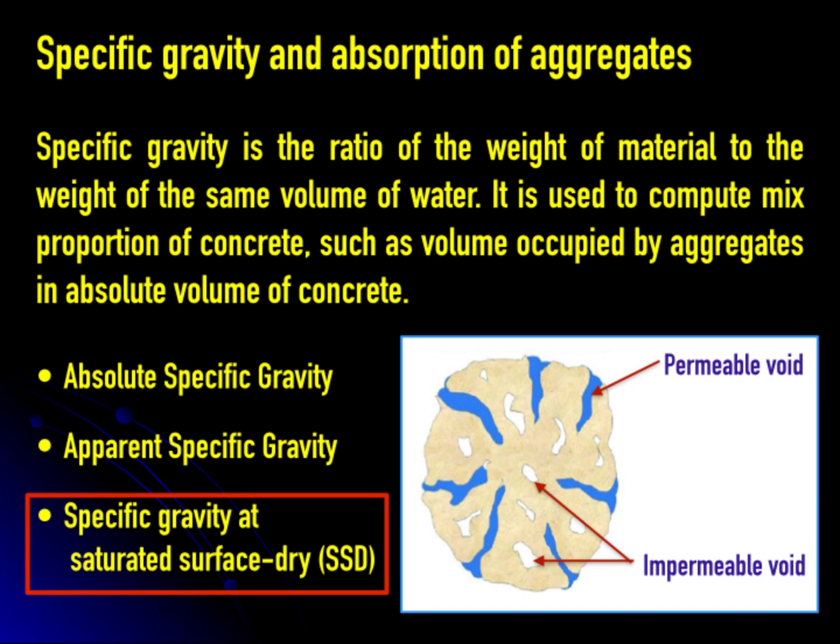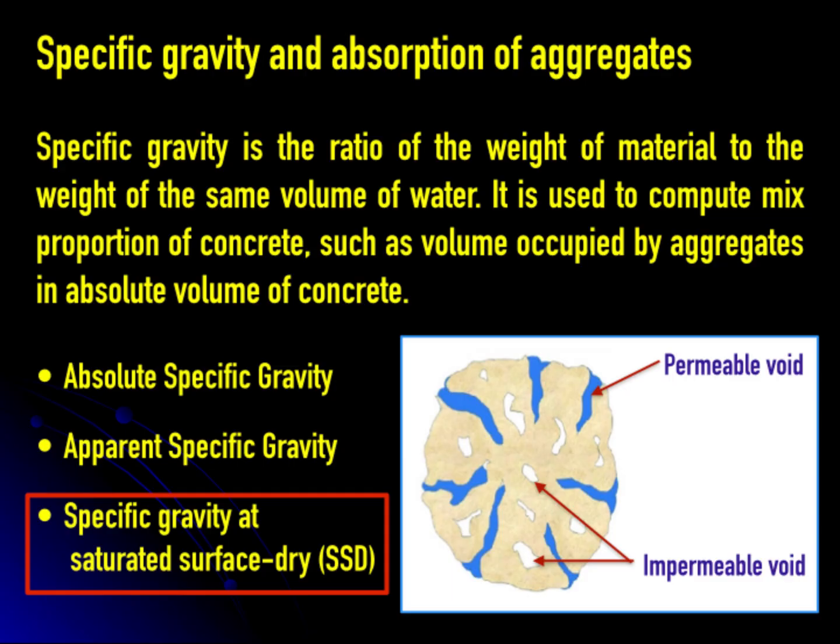It has three different types of specific gravity, but in concrete work, we use only specific gravity at saturated surface dry condition. Absorption is the ability of the aggregate to absorb water into its particle.